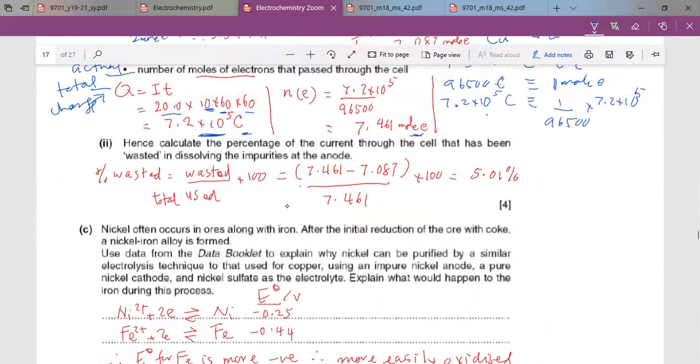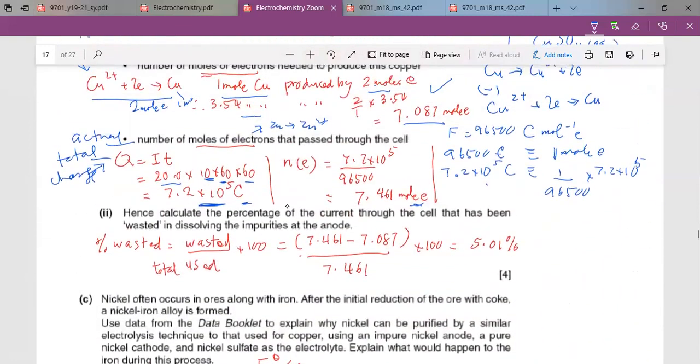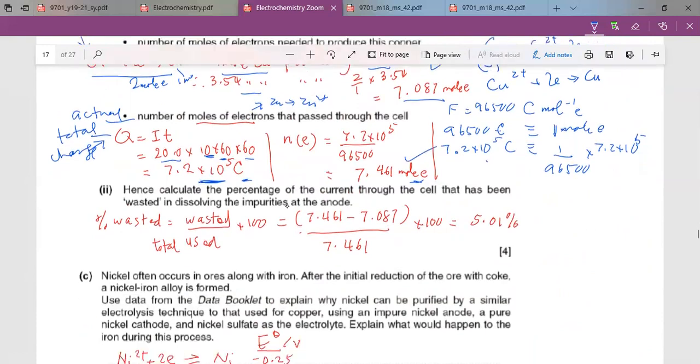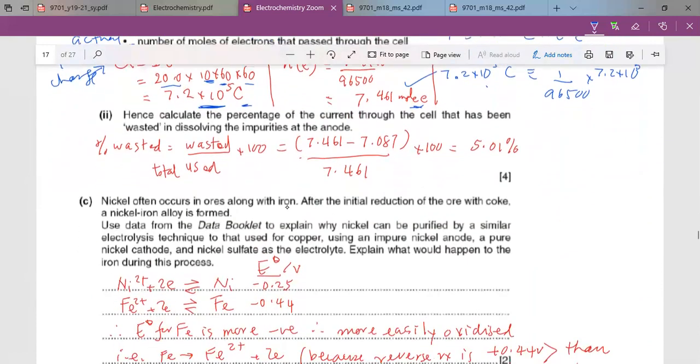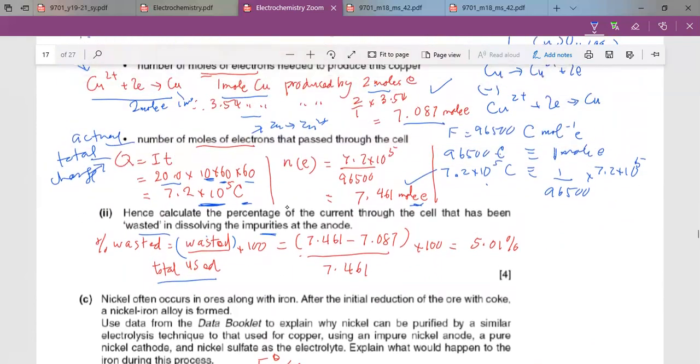So then they ask you the last part here. Hence calculate the percentage of current through a cell that has been wasted to dissolve other impurities. So remember, it's always the amount wasted over the total used, times 100. This you better know, okay? Percentage wasted is what is wasted over the total, okay?